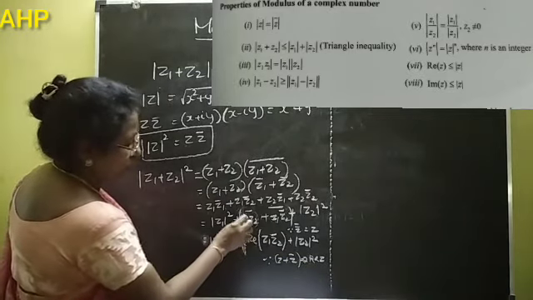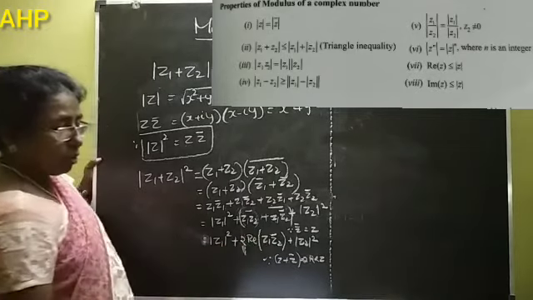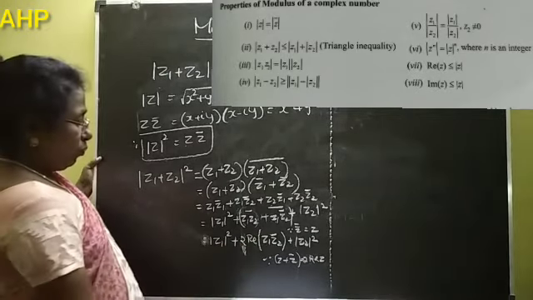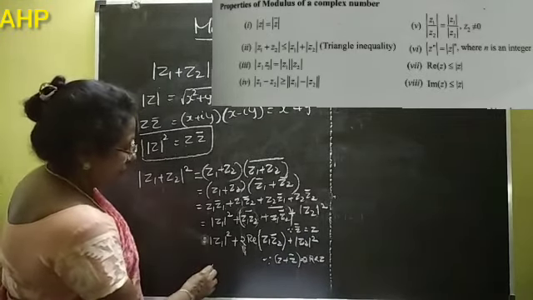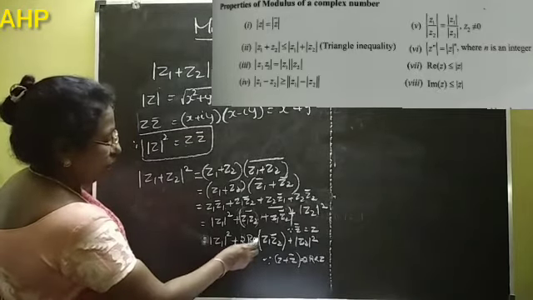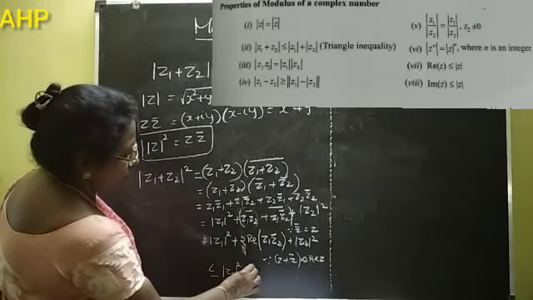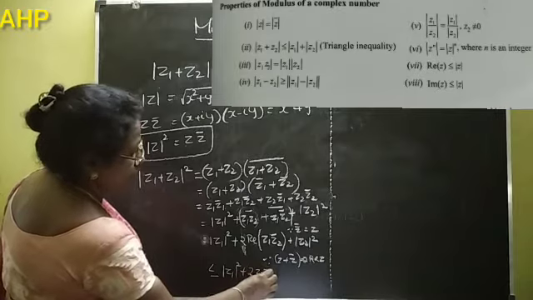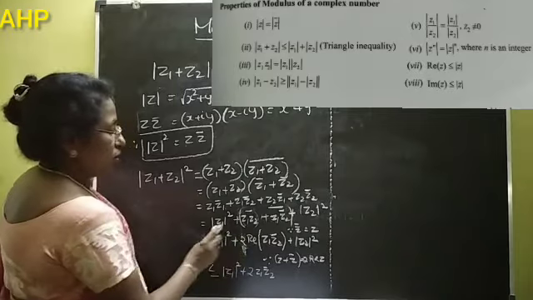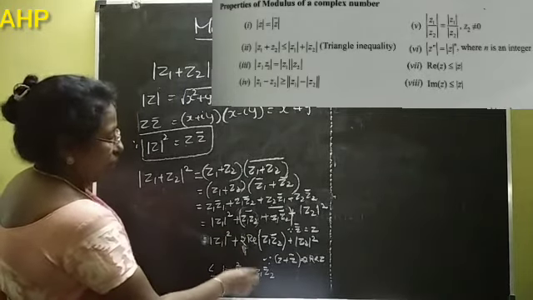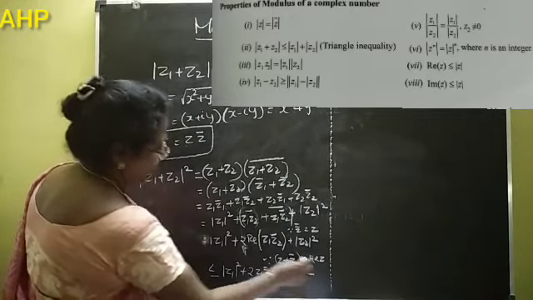Now instead of z we have z1 z2 bar. So we have 2 into real part of z1 z2 bar. Now this is less than or equal to modulus z1 square plus 2 into modulus of z1 z2 bar, since the real part is at most the modulus, plus modulus z2 square.